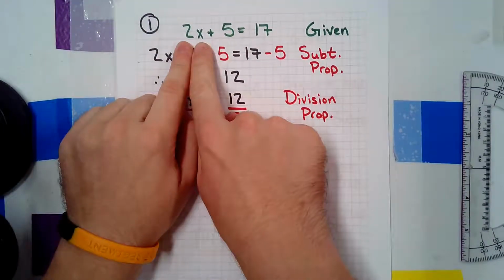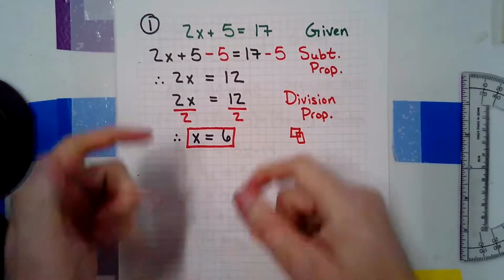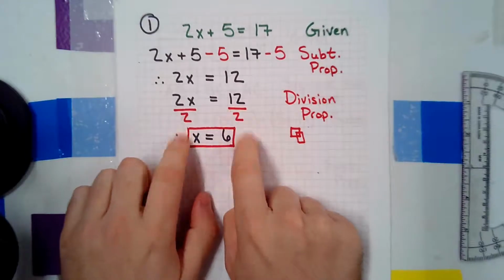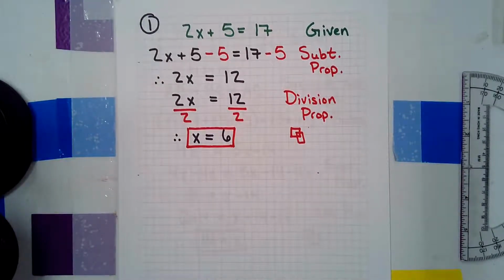Remember, when you do division, it happens to every term. So you divide the 5 and the 17. So if we only have 2 terms, it's a lot easier. Also, it helps that both those terms are even, so that when we divide by 2, we get a nice number.